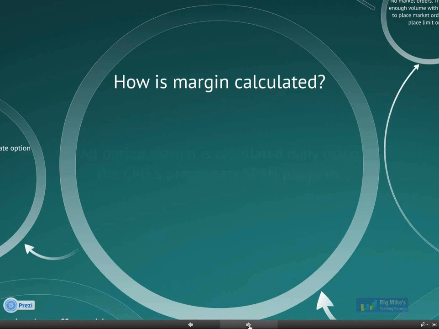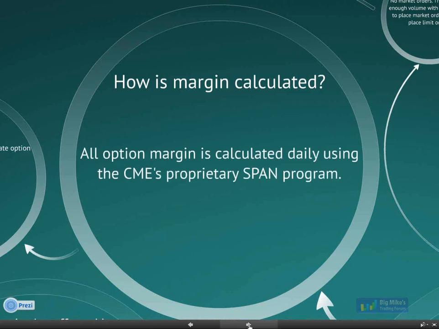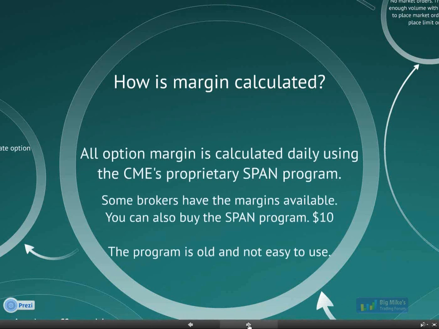How is margin calculated? Option margin is calculated daily using CME's proprietary SPAN program. Some brokers have the margins available through their data platforms. You can also buy the SPAN program, which a few years ago was $500, and sometime this year they lowered the price to $10. Now I will warn you that the PC SPAN program is 25 years old and hasn't had many revisions since then, so it is not easy to use, but we are working on it. There's actually a thread called PC SPAN where we're working on being able to use Excel, accessing the daily files, and calculate our margins ourselves without using the PC SPAN program.